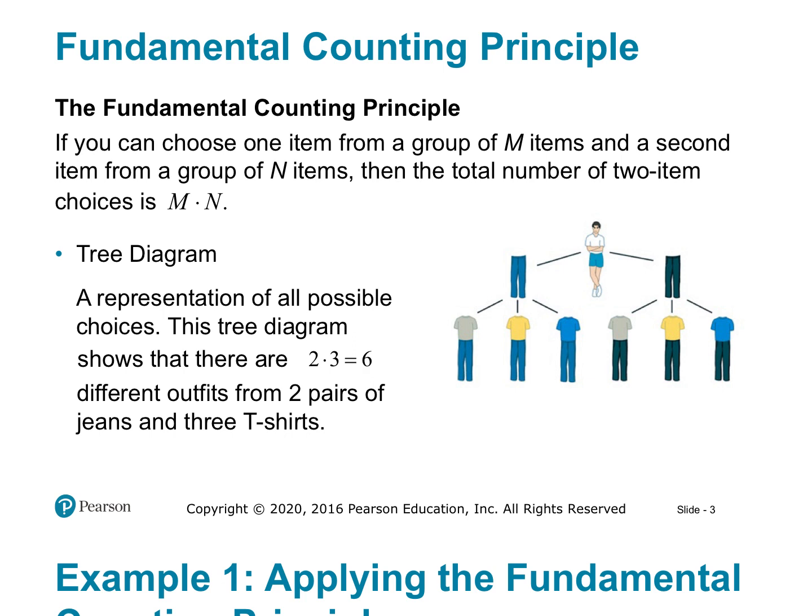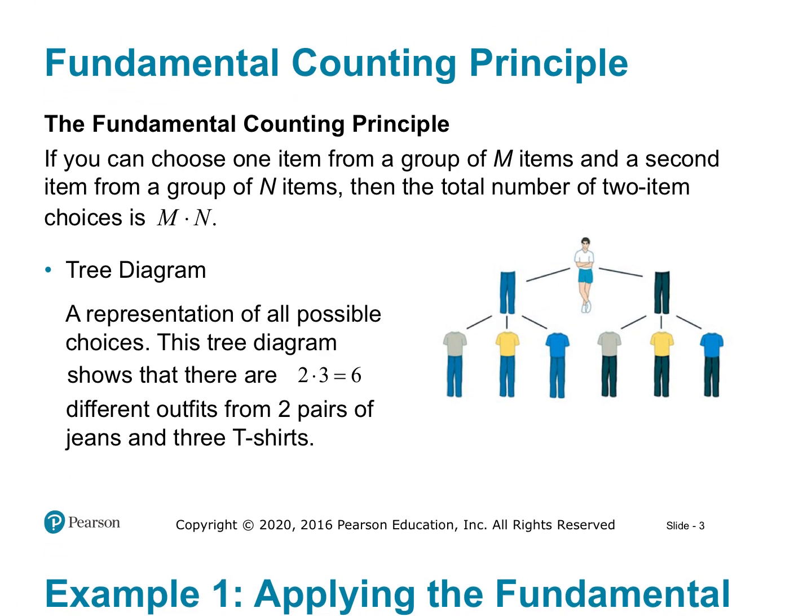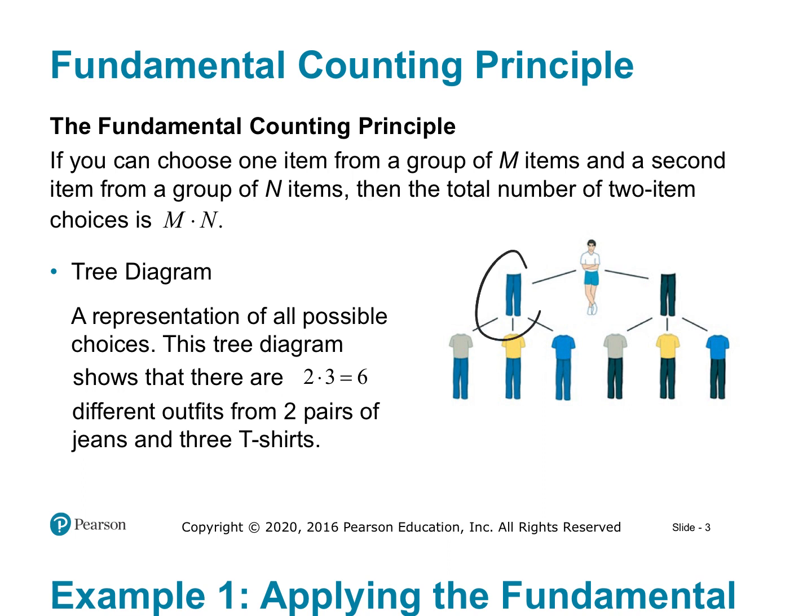So let's look at the tree diagram and look how that works. It is a representation of all possible choices. This tree diagram shows that there are 2 times 3 equals 6 different outfits from 2 pairs of jeans and 3 shirts. So jean 1, see how we have 3 shirts. Jean 2 and the 3 shirts. So 2 times 3 is 6.